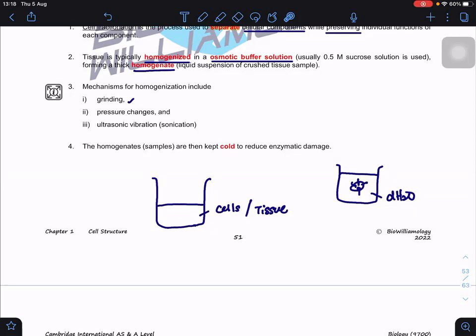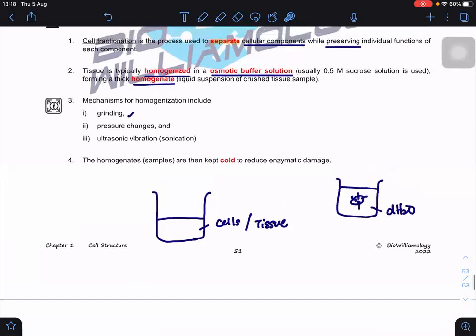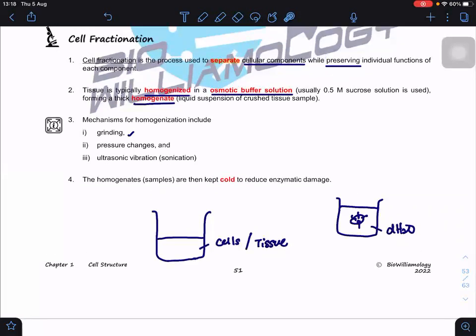these organelles. And once you form the homogenates, we need to place them on ice to keep cold so that it reduces enzymatic damage. Because when the cells lyse, it immediately triggers enzymatic reactions that destroy the organelles. Our idea here is to preserve the organelles so that I can study them. If you lyse everything, and you have enzymatic reactions breaking down all the organelles, I won't be able to study the functions of each component. Are you clear?